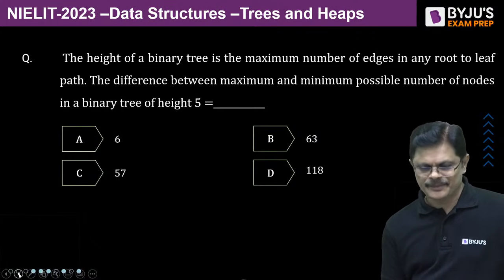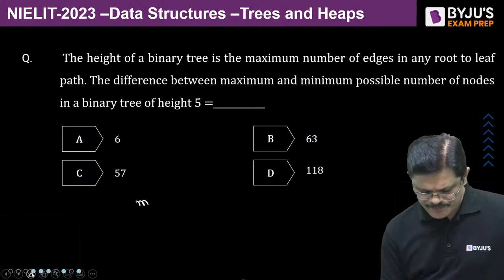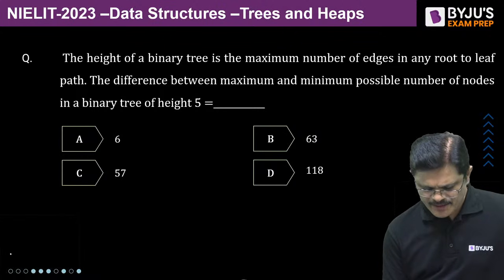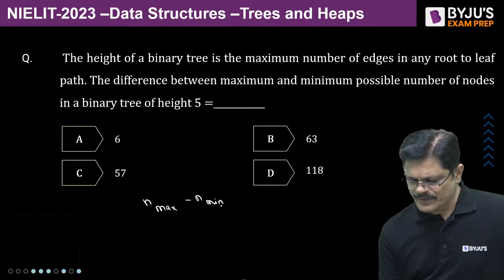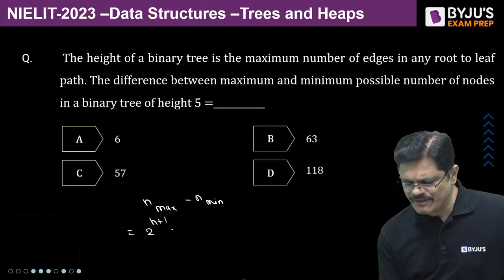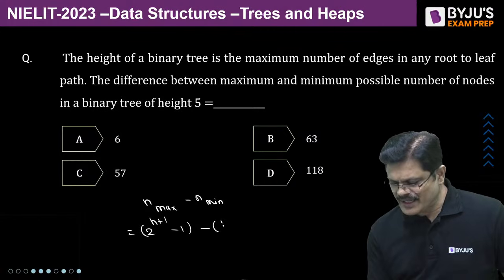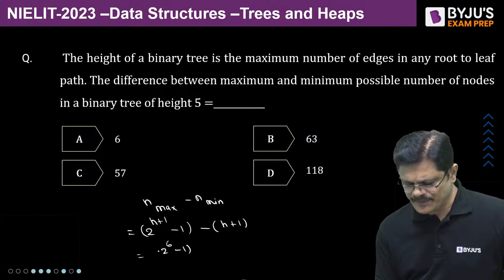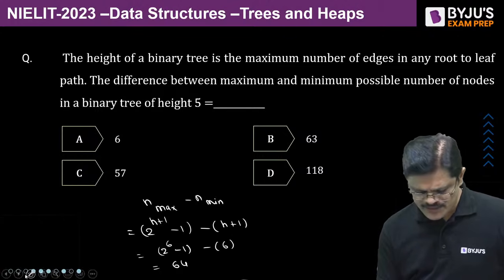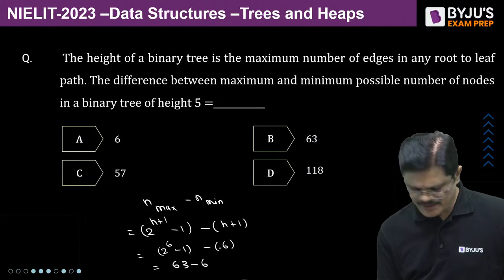C for Chennai. Yes. So we want the difference between the maximum number of nodes and the minimum number of nodes. Just now we did that the maximum number of nodes is given by 2 power h plus 1 minus 1 and the minimum number of nodes is given by h plus 1. So for 5, it is 2 power 6 minus 1 minus 5 plus 1, that is 6. So 64 minus 1, directly let us write down 63 minus 6, that is 57.